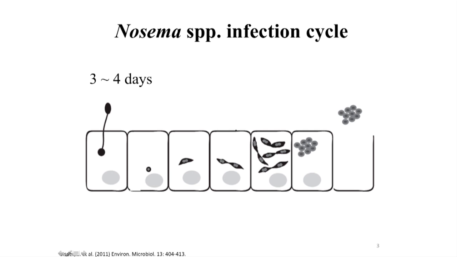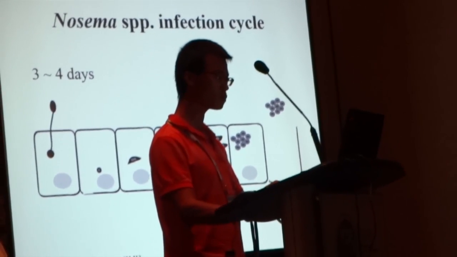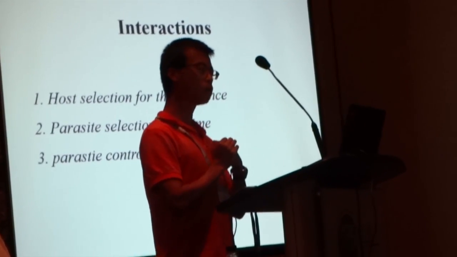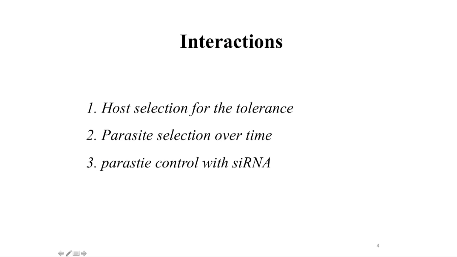When we talk about host and parasite co-evolution, we have to consider both sides, both host and parasite. The adaptation is mutual. So how the host was selected to adapt to this new parasite, and how the parasite adapts to this new host. Then, can we control it with siRNA?